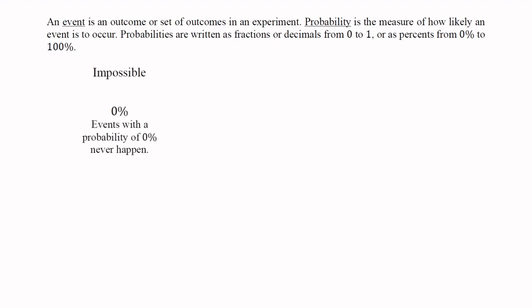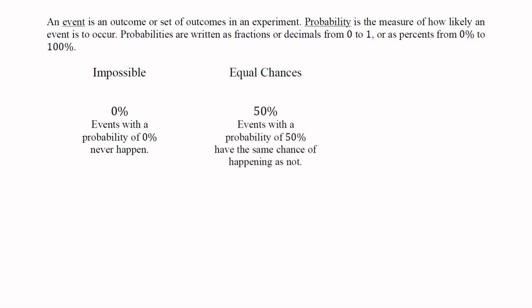So we have an impossible outcome, which is 0%. Events with a probability of 0% never happen. Equal chances involve a 50% probability. Events with a probability of 50% have the same chance of happening as not. And something that is certain is a 100% chance probability. Events with a probability of 100% always happen.